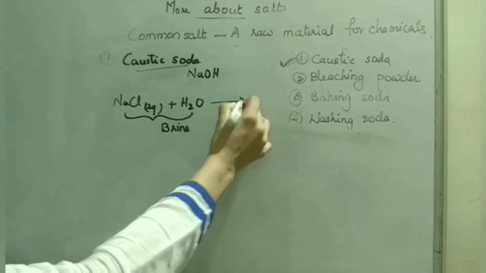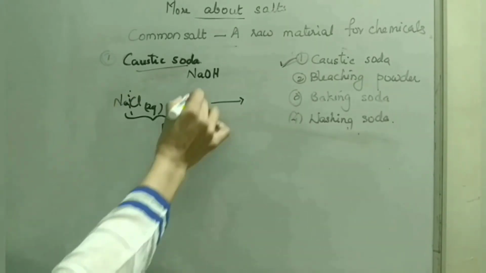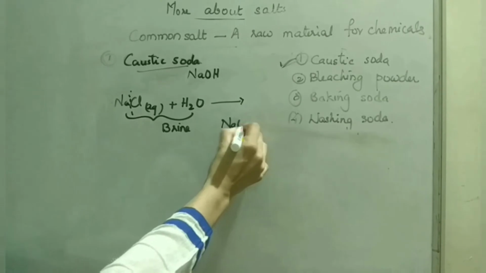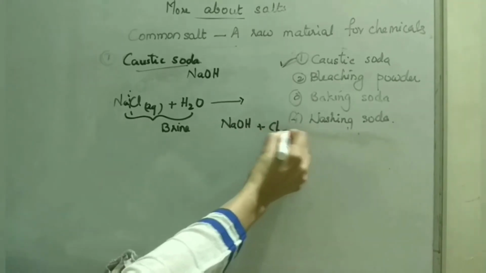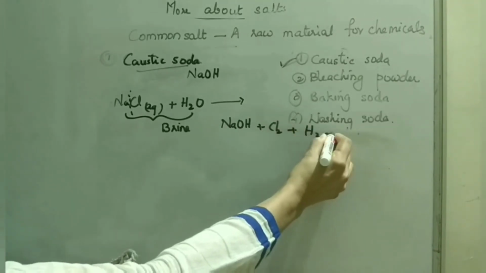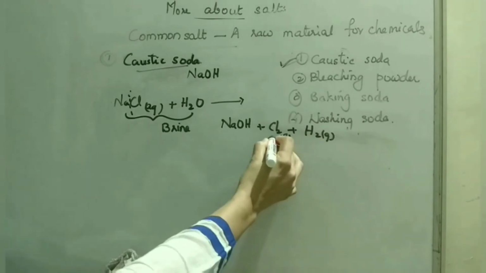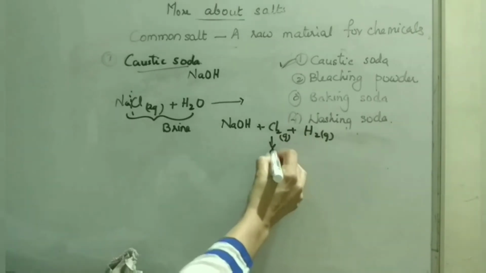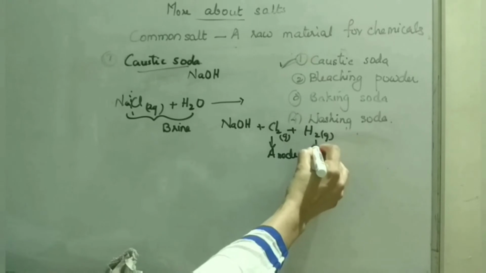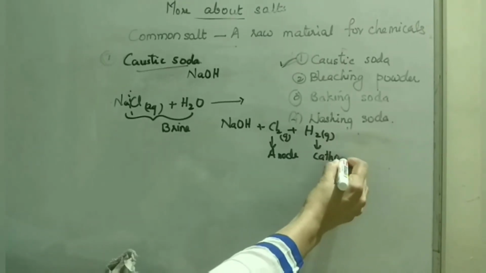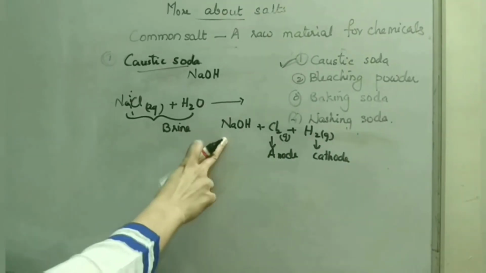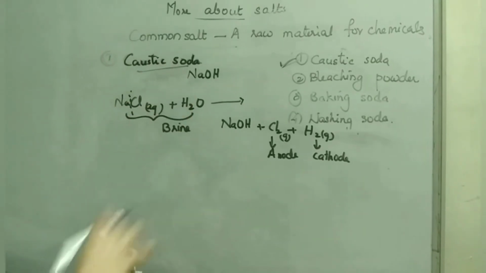It is decomposed to form NaOH plus chlorine gas plus hydrogen gas. This chlorine gas is deposited at the anode and hydrogen gas is deposited at the cathode, and NaOH is formed in the solution.